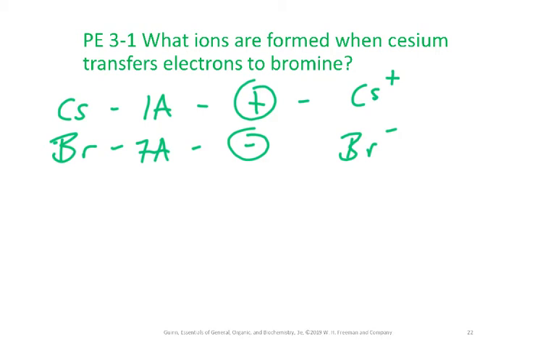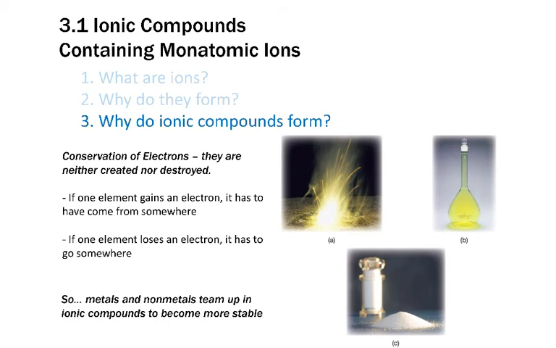Okay, third question. Why do ionic compounds form? So we went through what are ions, why do ions form, why do ionic compounds form? Well, one thing is the conservation of electrons, which is a new law that I just made up. But basically it says that electrons have to go somewhere, right?